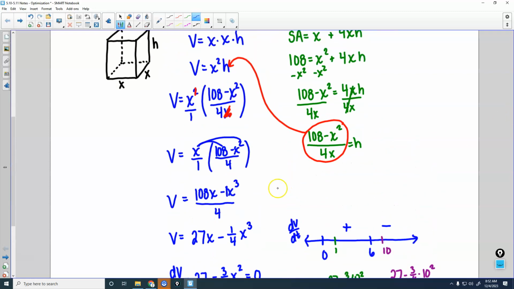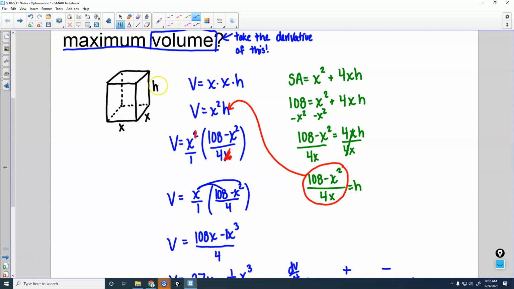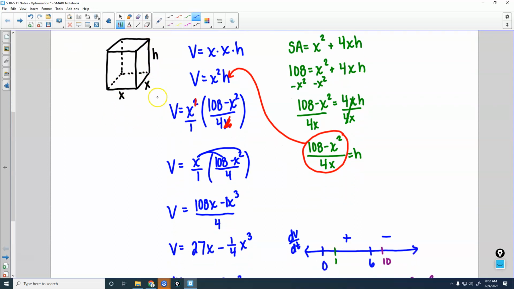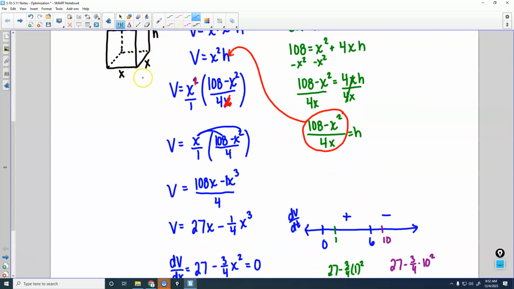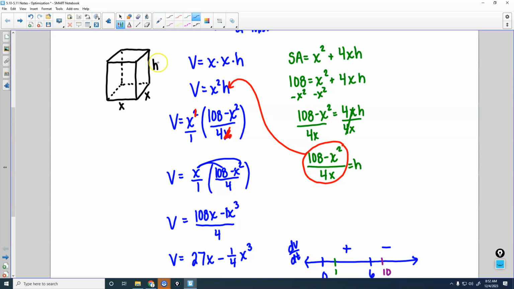So x is 6, but I need to know the height that goes with that as well, right? Because we definitely have a maximum volume at 6, but I need to know the height that goes with this as well. So what could I do? Plug it in. You can technically plug it in to any iteration of this, but this one right here where you went ahead and solved it for h is the easiest to plug it into.